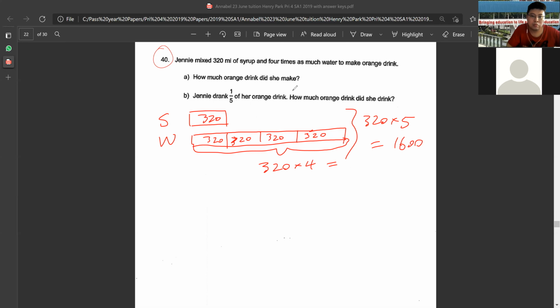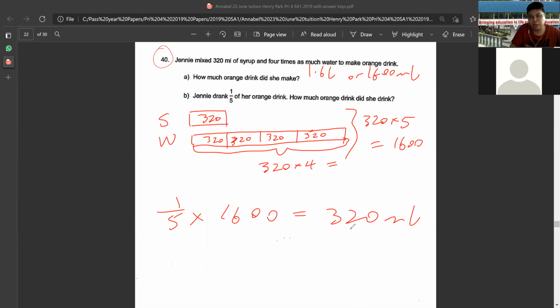How much orange juice did she make? 1.6 liters or 1,600 ml. She drank 1/5 of the orange juice, right? How much did she drink? 1/5 times 1,600 equals 320. You know how to get 320, 1/5 times 1,600.